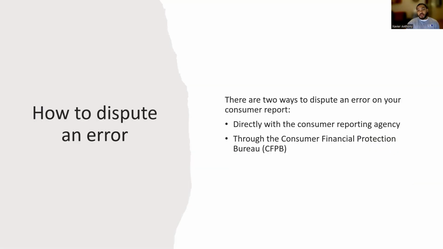If you find errors on your consumer report, you can dispute them. There are actually three ways to dispute an error on your consumer report. You can dispute it directly with the furnisher of the information. I didn't put it on here, but you'll use the same exact method as disputing it with the consumer reporting agency. So if you want to dispute it directly with the consumer reporting agency, you can contact the consumer reporting agency that issued the consumer report and dispute the error directly. You can find the contact information for the consumer reporting agencies on their websites.